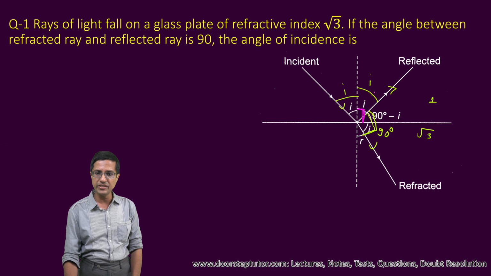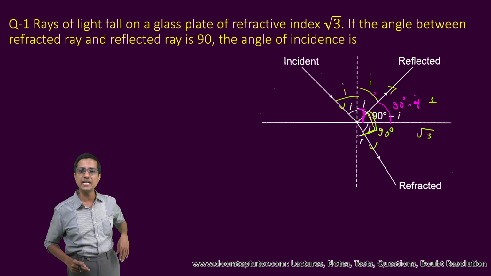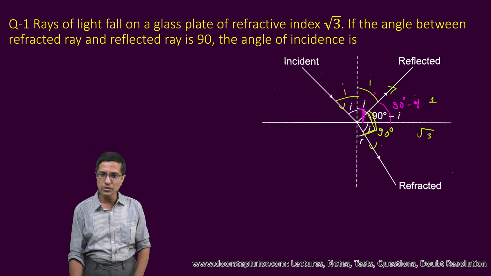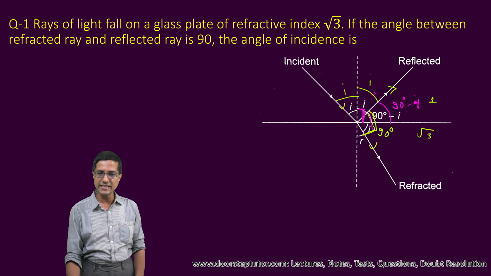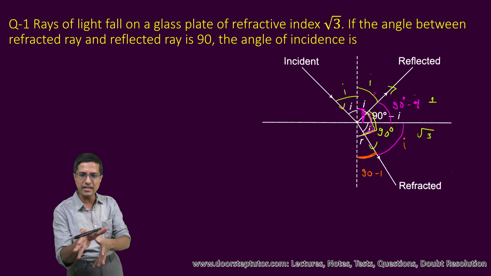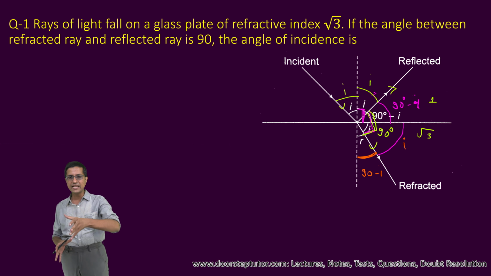Which means that if this angle is i, this angle is equal to 90 degrees minus i. One is i, the other has to be 90 minus i, because the sum of the two is equal to 90. Now we have been told in the question that this angle is 90. Which means that if this is 90 minus i, this angle should be equal to i. This means that the angle of refraction will be equal to 90 minus i. So very simple, we can just derive the relationship between the angle of incidence and the angle of refraction.